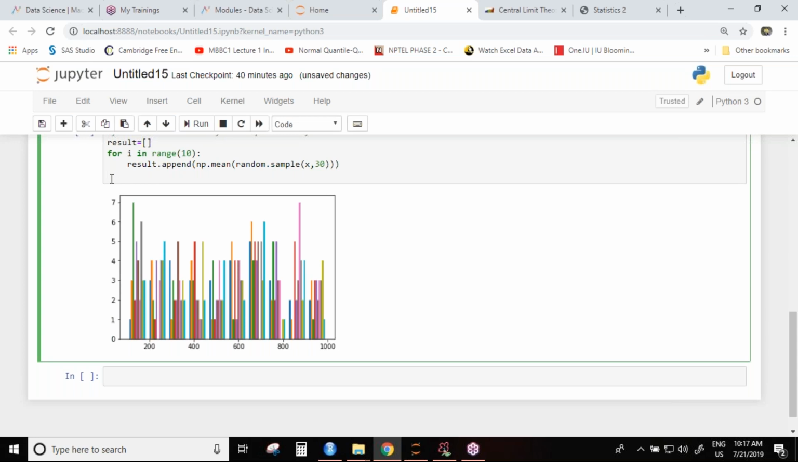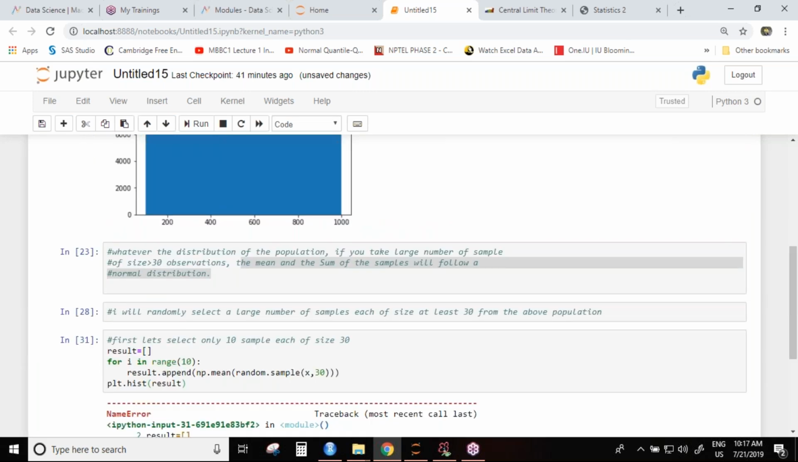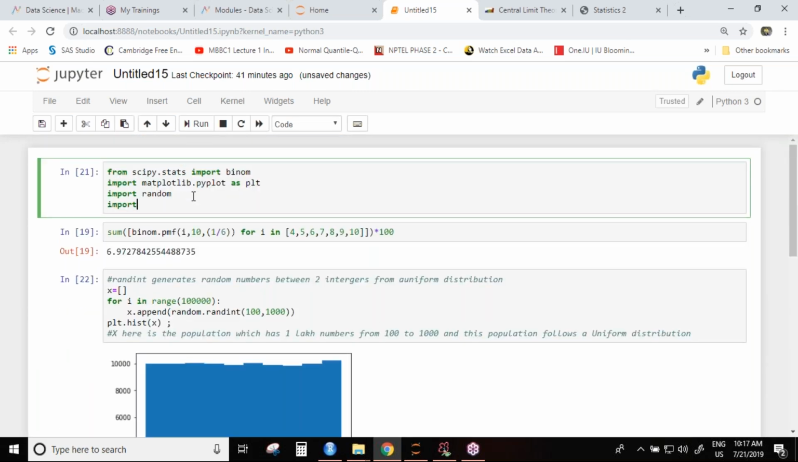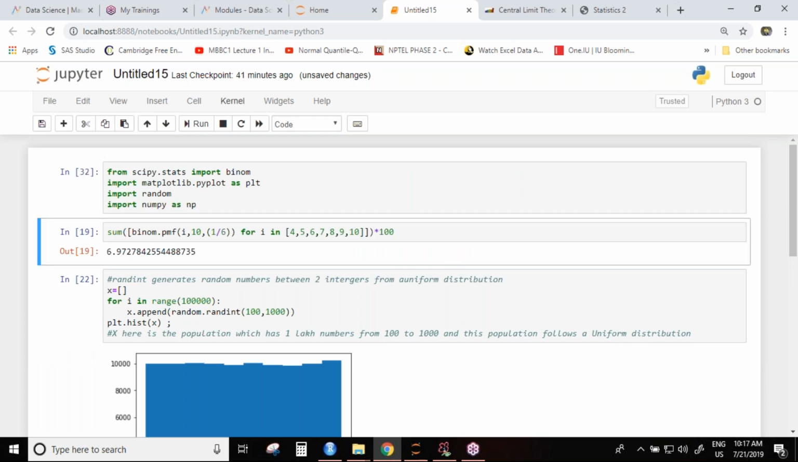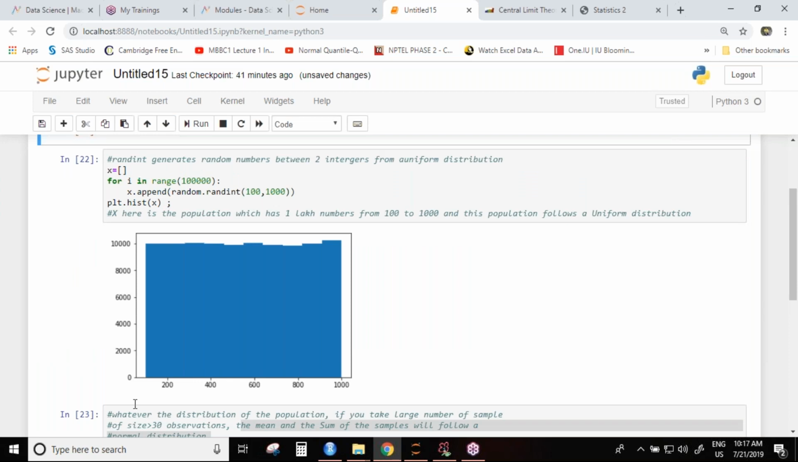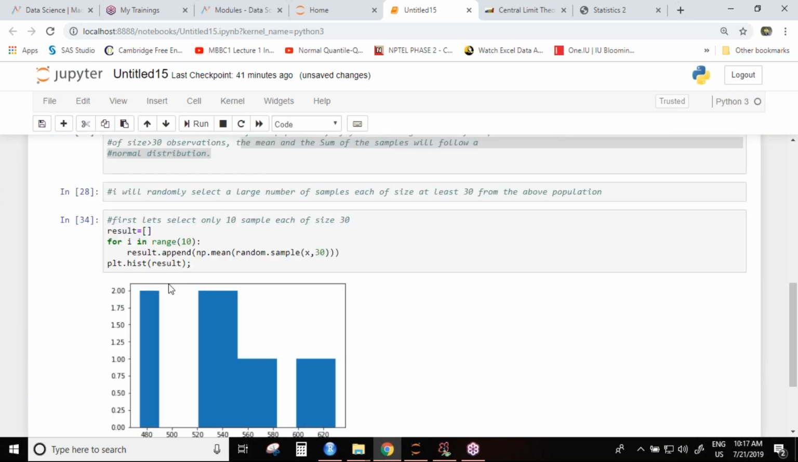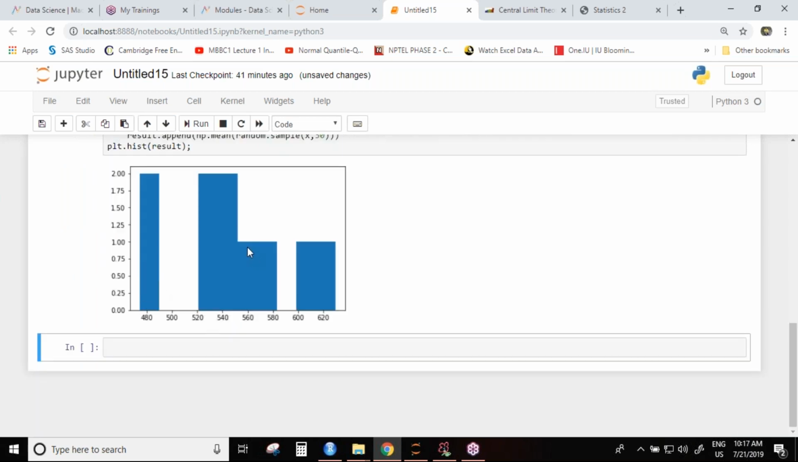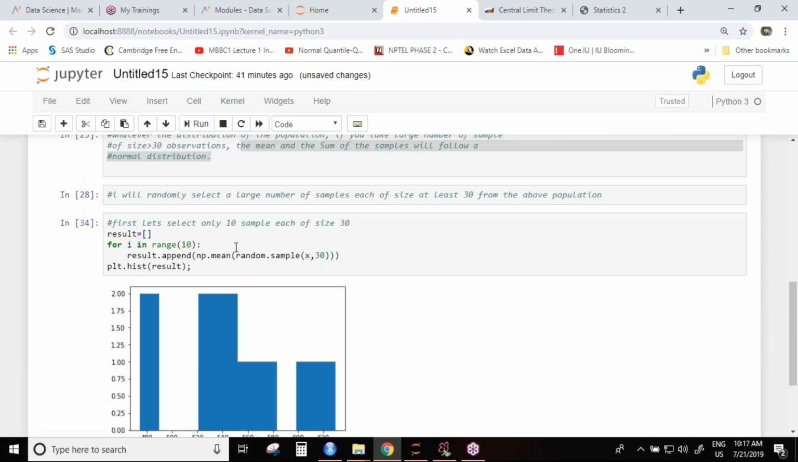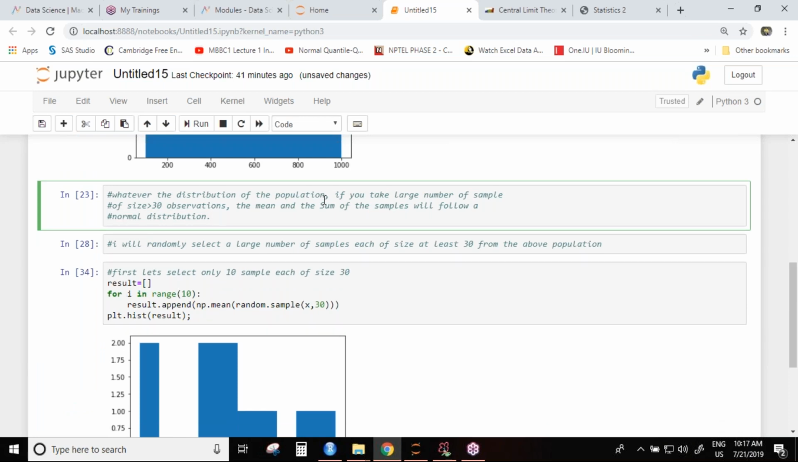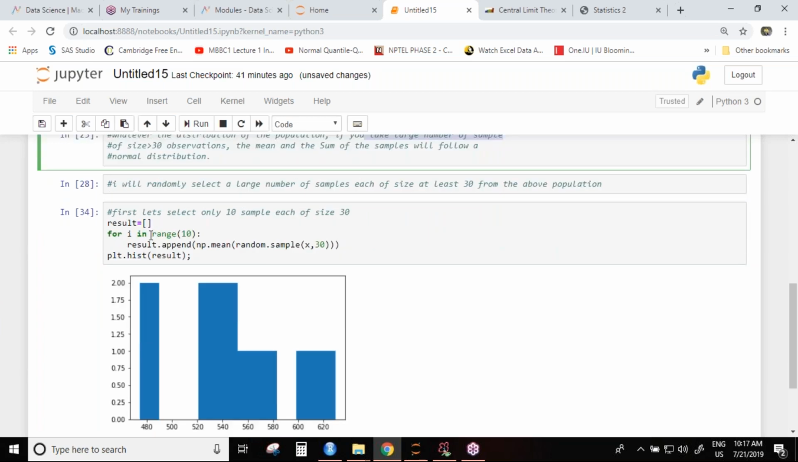Okay, and then I will plot the average. So the result now has the average. np is not defined, so import numpy as np. I'll run this. Okay, now this is how it looks like. It still doesn't look like a normal distribution. Why? Because the theorem tells me that if you take a large number of samples, and I haven't taken a large number of samples, I have just taken 10 samples.